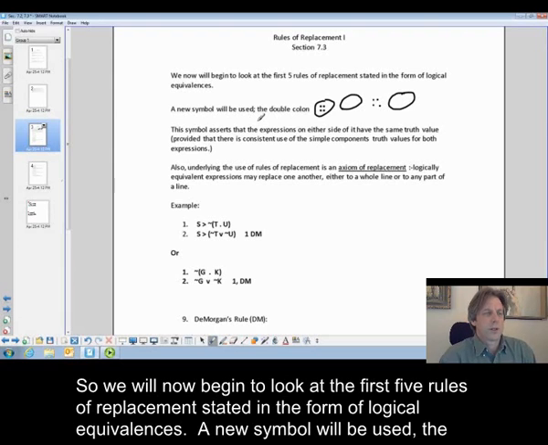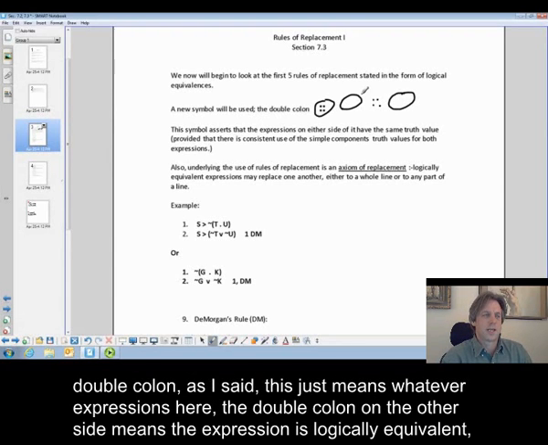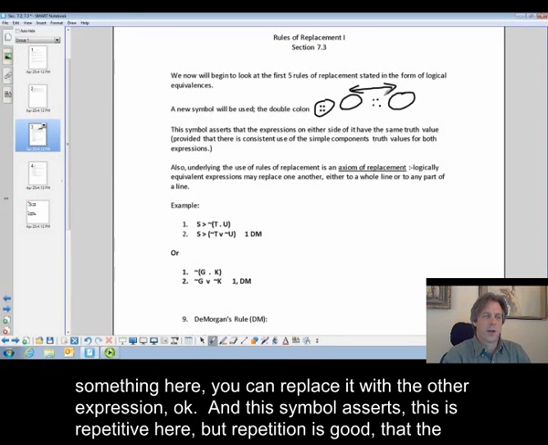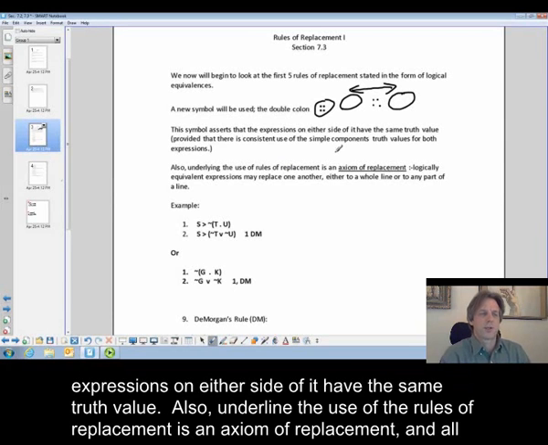So we will now begin to look at the first 5 rules of replacement stated in the form of logical equivalences. A new symbol will be used, the double colon. As I said, this just means whatever expression's here, the double colon means the expression on the other side is logically equivalent. Hence, they can be interchanged and replaced. So you could go this way. If you had something here, you can replace it here. If you had something here, you can replace it with the other expression. And this symbol asserts, this is repetitive here, but repetition is good, that the expressions on either side of it have the same truth value.